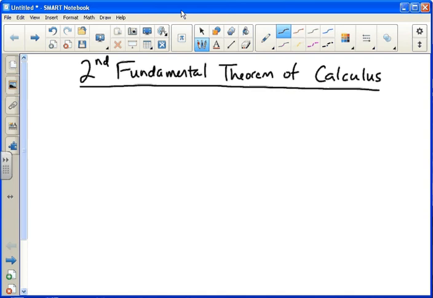For whatever reason, there's not just one fundamental theorem of calculus, there are two. Don't worry, there are just two, no more than that. So today we're going to talk about the second fundamental theorem of calculus. So let's lead up to it first.